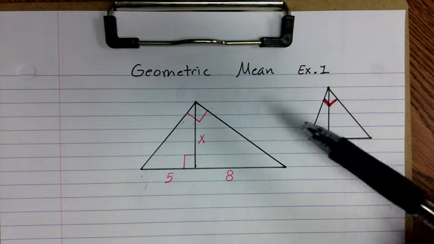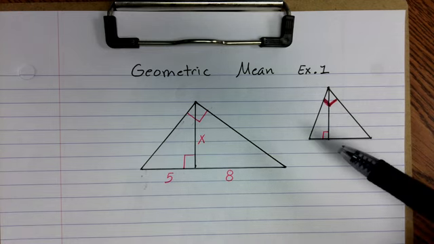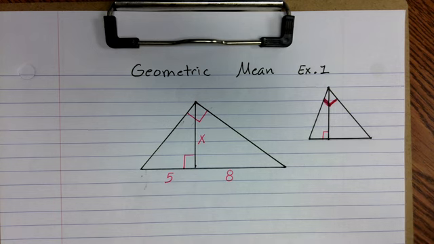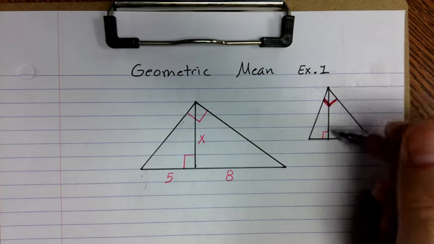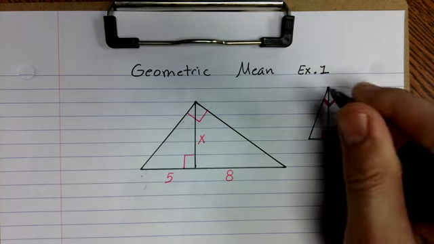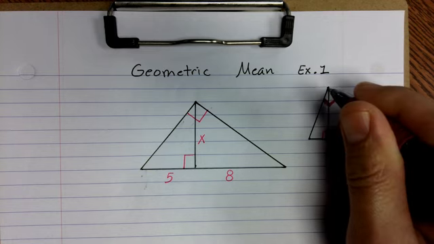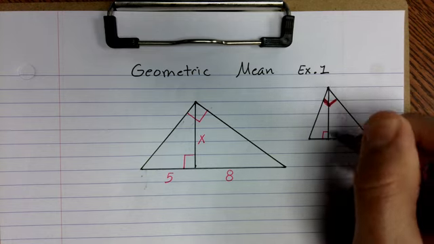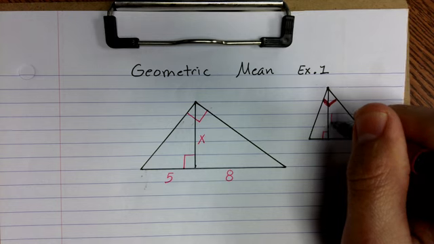In this video, we're going to look at how to find the geometric mean of a triangle, also known as the altitude. So what I want you to think about is when we talk about geometric mean, we're talking about finding the height of this particular triangle from the highest point down to its base. So I'm actually going to put an H there for height.